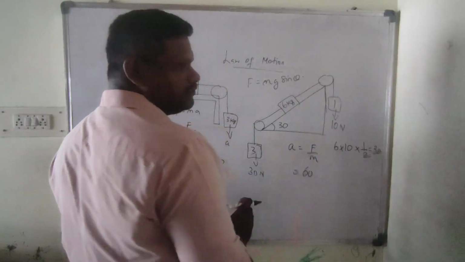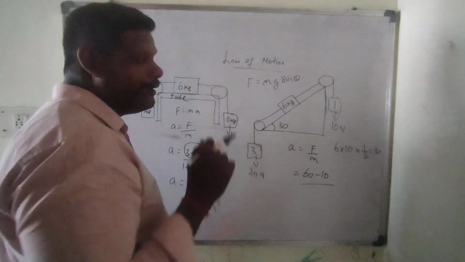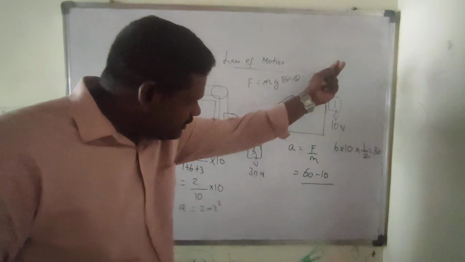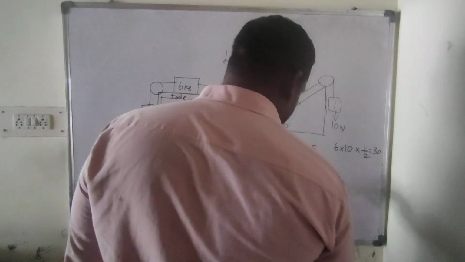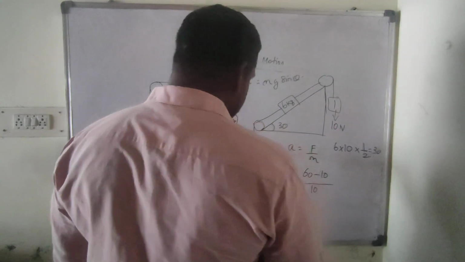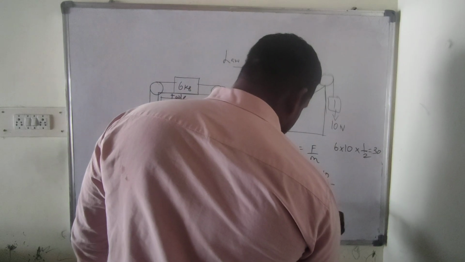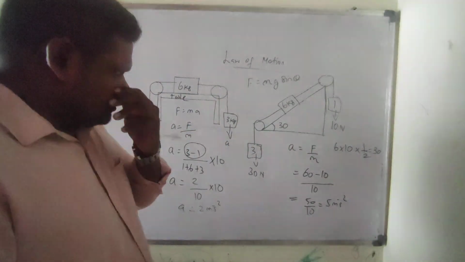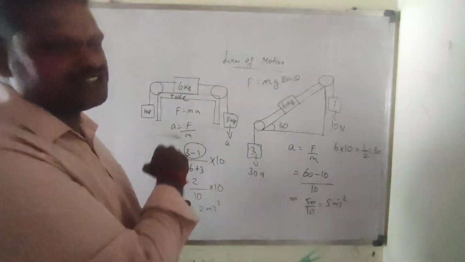Here, the opposing force minus 10. These are the unbalanced forces here. So, 60 Newton and 10 Newton acting on this side. So, 60 minus 10, and the total mass is again 10, 6 plus 3 plus 1, 10. So, 50 by 10 gives 5 meter per second square acceleration. So, these are the various small changes we have to consider.